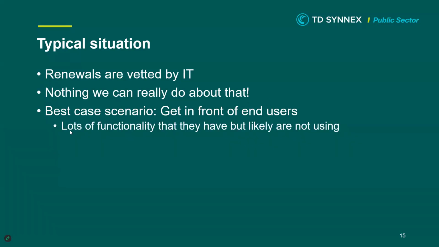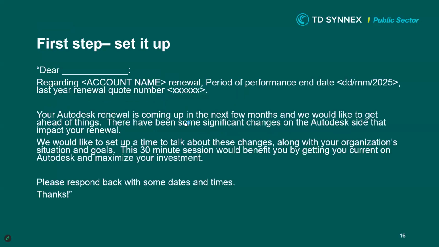And we position it to say, hey, there's functionality in what you have that you're probably not using that would be good to know about. So here's the setup email. And again, you'll get copies of this. As you can see, it's very easy. I mean, here's your renewal. It's coming up, lots of changes, set up a time to talk, 30 minutes, boom, it was done.